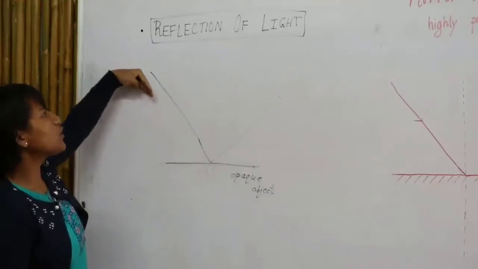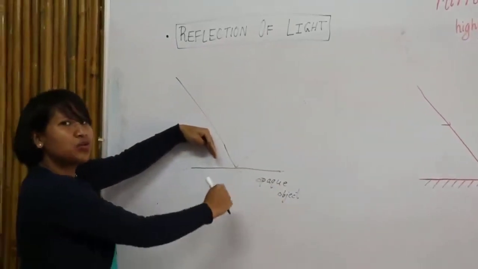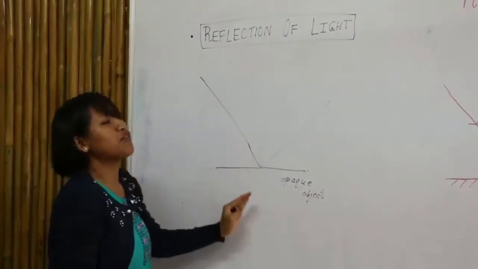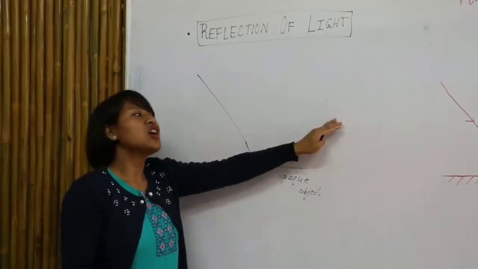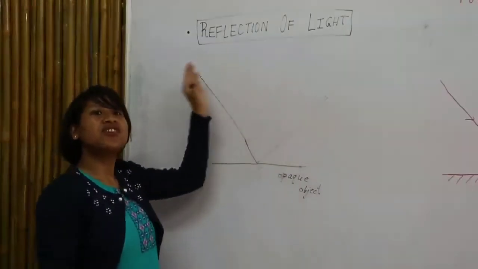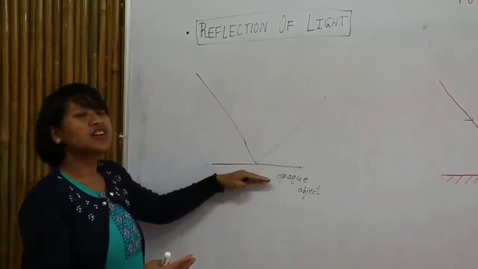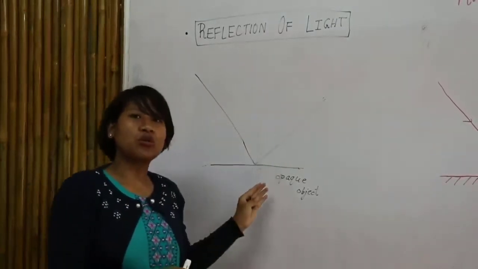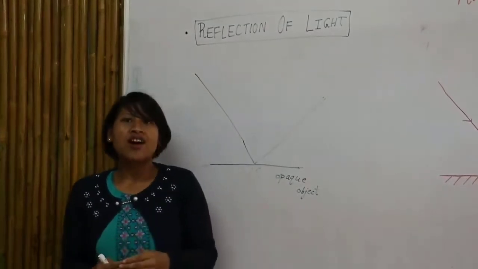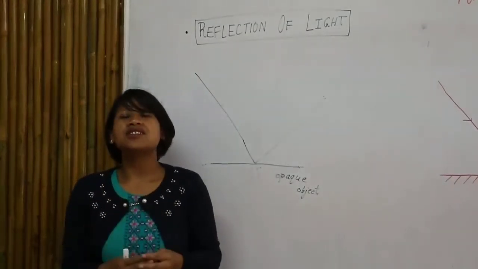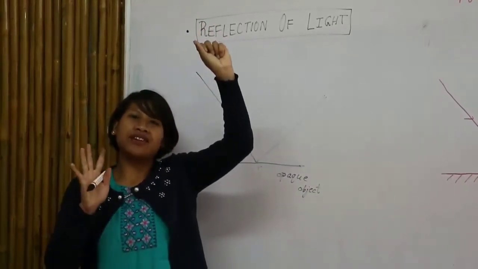Initially it was in a straight line path, but as it hits this opaque object, part of it will get absorbed, and part of it will be reflected in another direction. So this phenomenon where it bounces on hitting an opaque object, this is called what? Reflection of light. And reflection of light is a result of one of the things that we see around us.